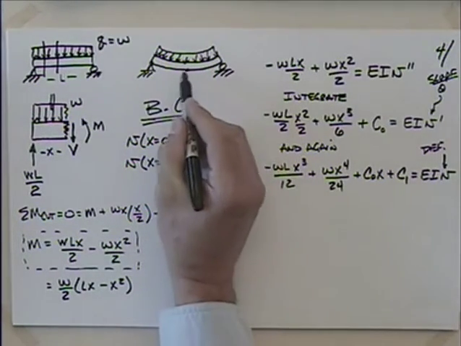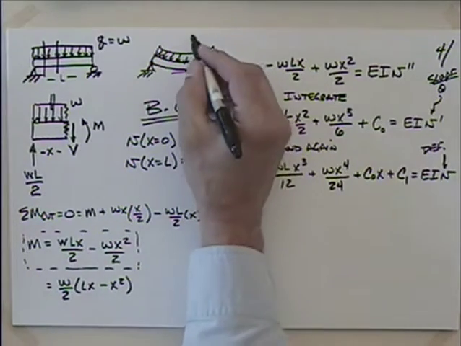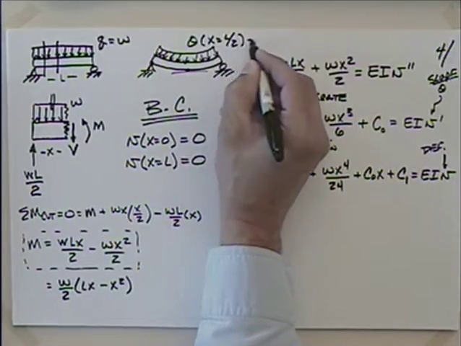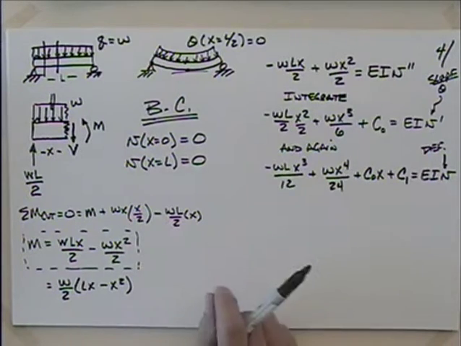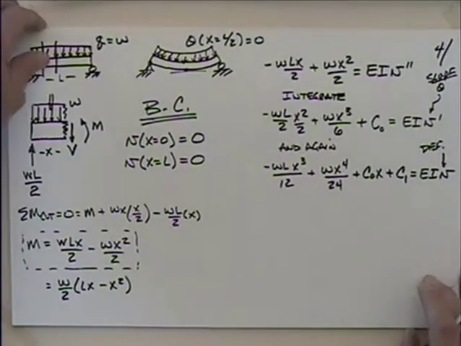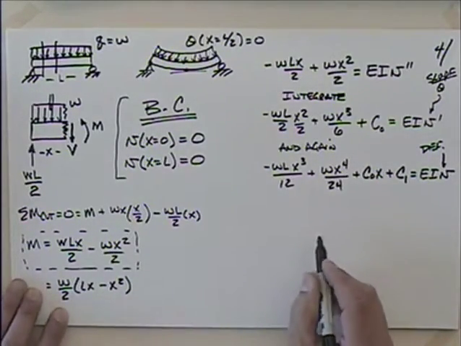I actually have one more. I would know that the slope in the middle is equal to 0, right? So we could say that theta at x equals L over 2 is equal to 0. So that might be helpful, which is kind of nice to have more boundary conditions than I need, because we get into a difficult problem if I don't have enough boundary conditions to solve for those constants of integration. But I think these are probably the most obvious. I'm going to go ahead and use those.